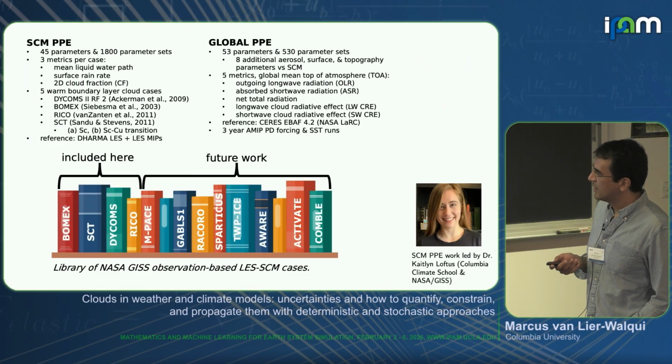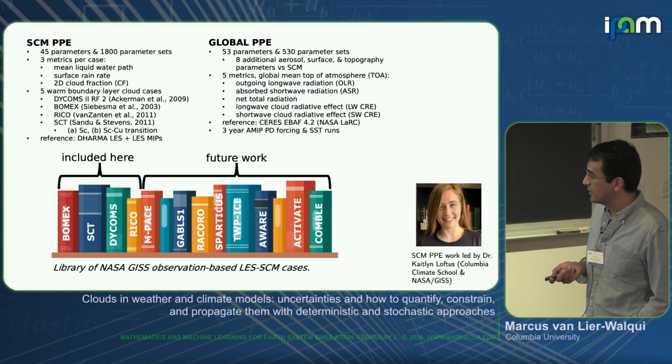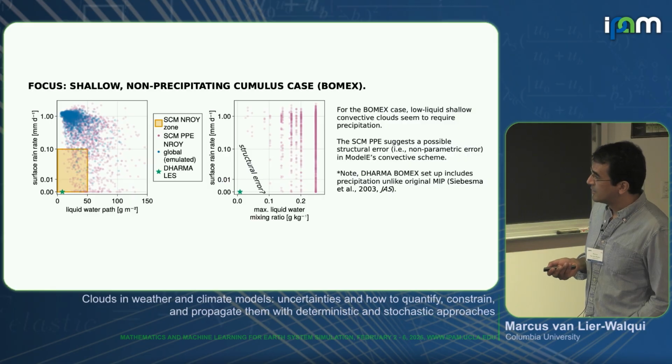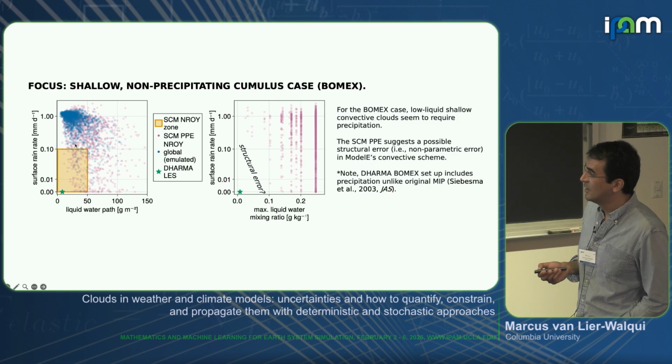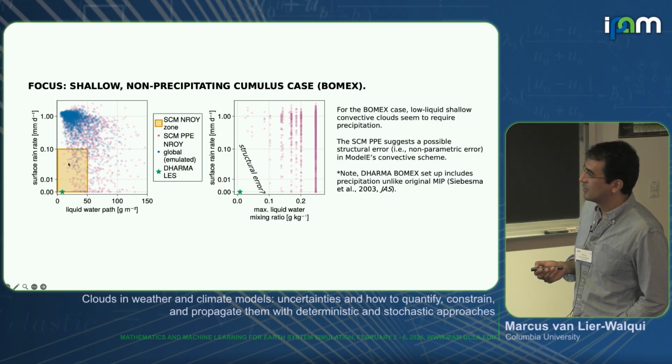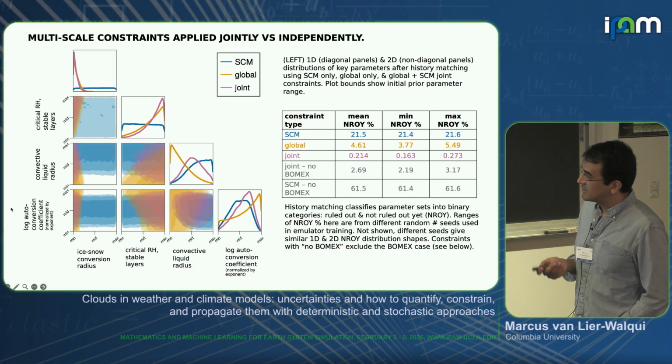All right, so Kate has been working on this, basically doing this comparison. She's looked at some of the outputs of various variables, surface rain rate, for example, liquid water path. She's looked at it for the single column model as well as for the global model, and then looked at what the LES says, which is pretty far away from a lot of these values, and then set up a little region for history matching. This stands for not ruled out yet. And basically done these tests.